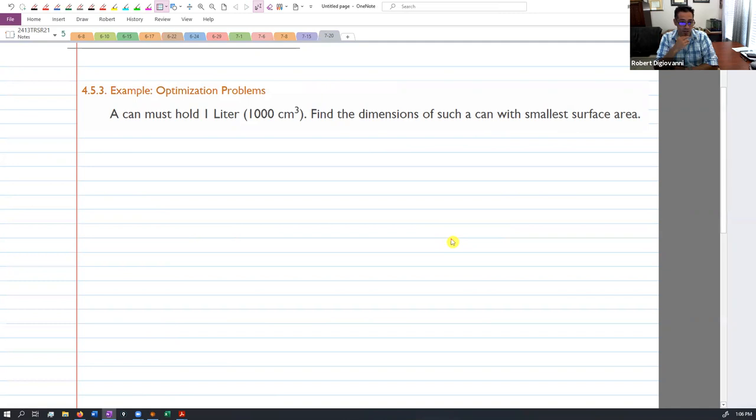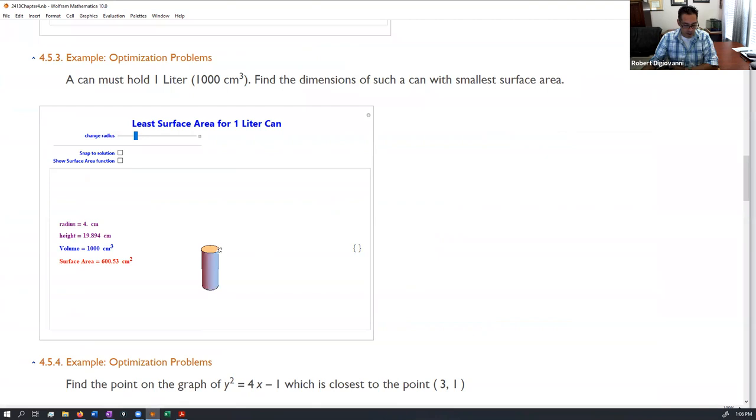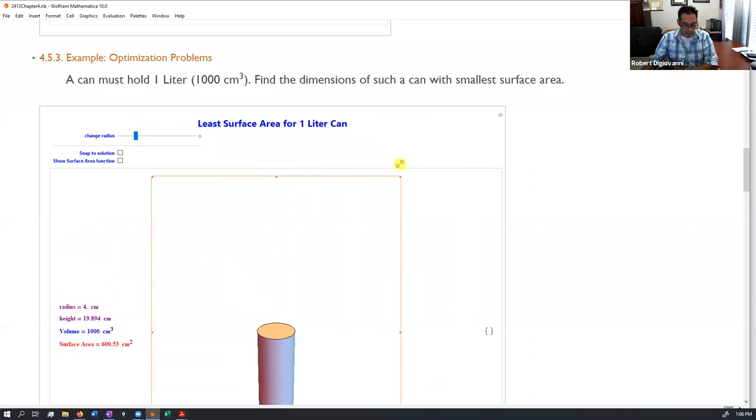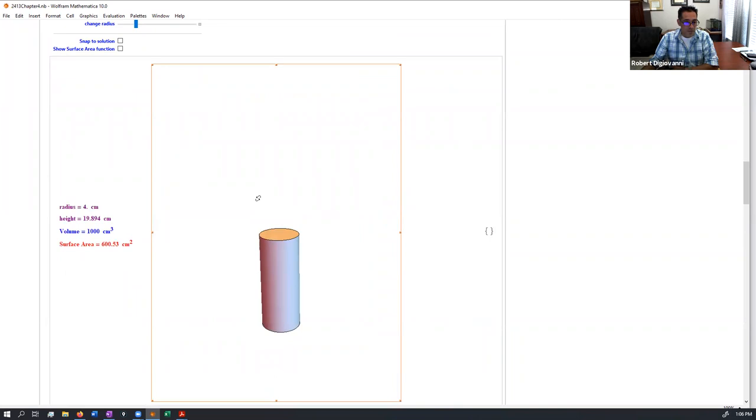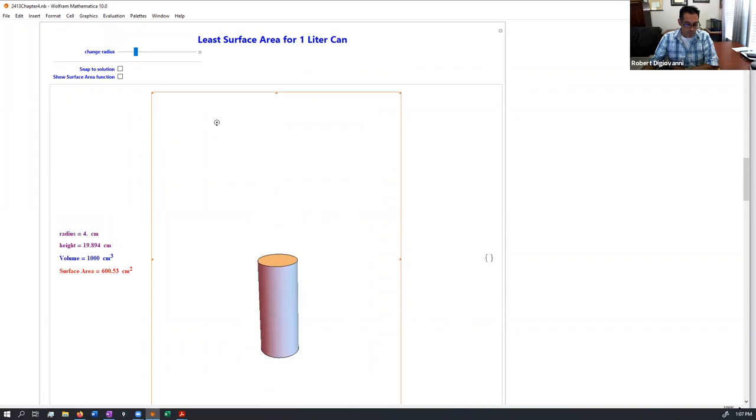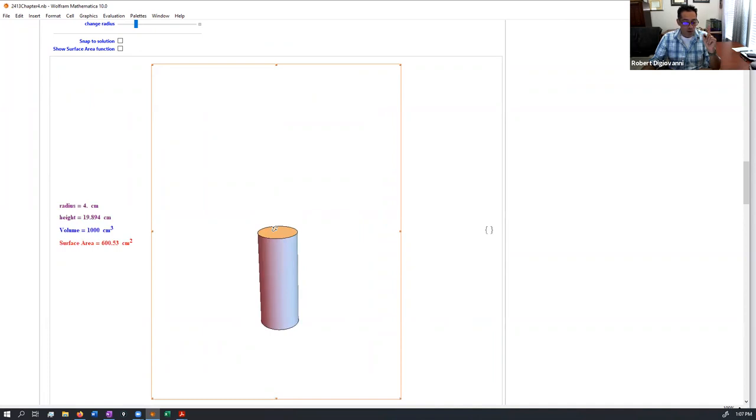So I have an animation here to help you visualize what's going on. If I want to make a can that holds 1 liter, this is a beer can or soda can, whatever you want it to be. It's 1 liter of whatever you want it to be. Now I have this computer programmed so that I can change the dimensions of the can, but it's always going to be 1 liter. Notice right here, it says volume is 1,000 cubic centimeters. I'm going to change the shape of the can, and I want you to see that 1,000 stays the same the whole time.